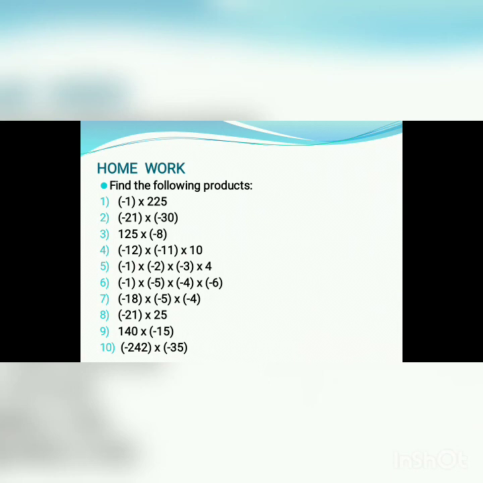Okay, that's all for today's class. In the next class we will learn the properties of multiplication, then after that we will learn division. Okay, if you know the multiplication rule, you can easily do the division, because the division rule is the same as the multiplication rule. Okay, that we will learn later.